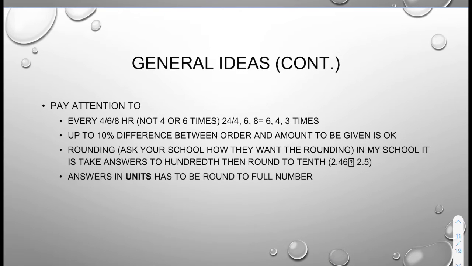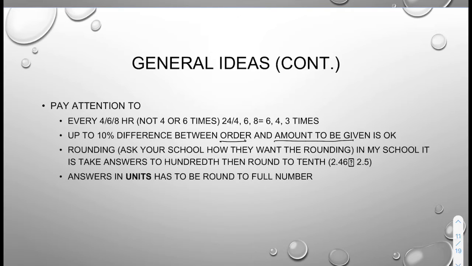Next, sometimes when you calculate the medication, the numbers might not match. Customarily, it's up to a 10% difference between the order and the amount to be given. Sometimes you'll calculate and get 0.95 tabs per dosage, and in this case it's okay to give one tablet to the patient.